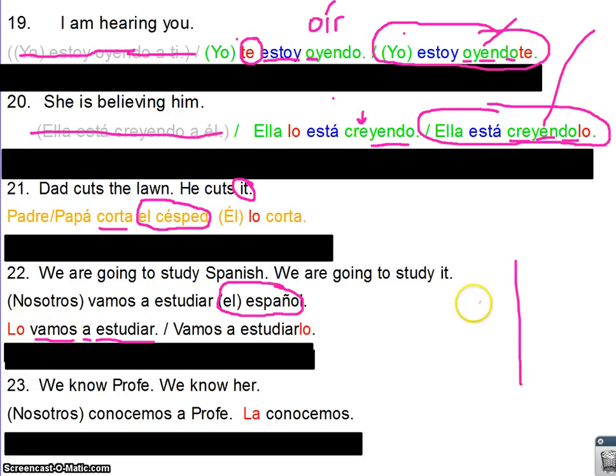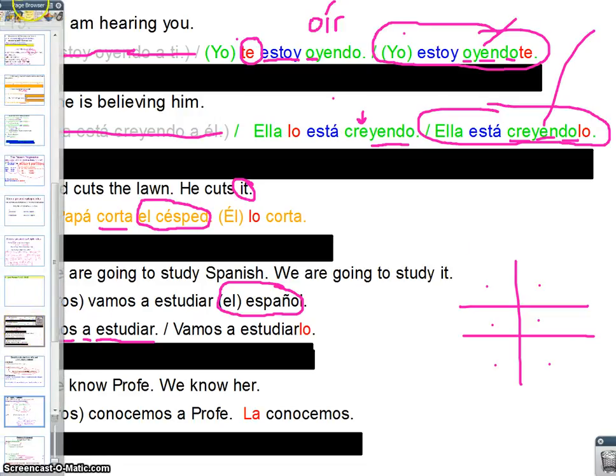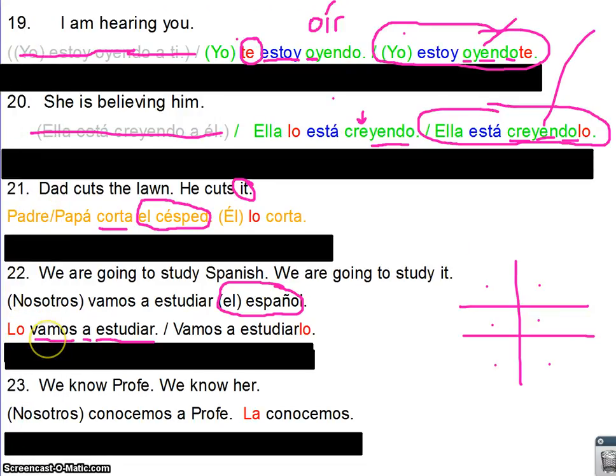Whenever I say conjugated verb, I mean you take off the infinitive ending and decide which form of it you're going to use. I'm doing it, you're doing it, he or she is doing it. So that's what we mean by conjugated verb, where they end in o, as, a, amos, ais, an. I had some people ask me about that today. So lo can go before vamos because it's a conjugated verb.